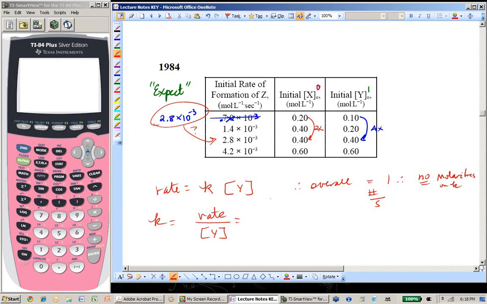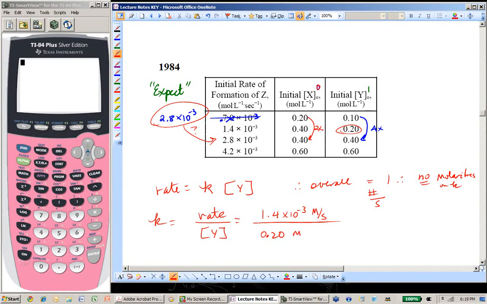Pick a line, any line. I'm going to go with the second line, 1.4 times 10 to the minus 3. And that is molarity per second. It's always a molarity per time for rate. Always, always, always. I say always very often. Let me say it again. Always, always, always. Over the concentration of y. And I said I picked line 2, so that is 0.20.